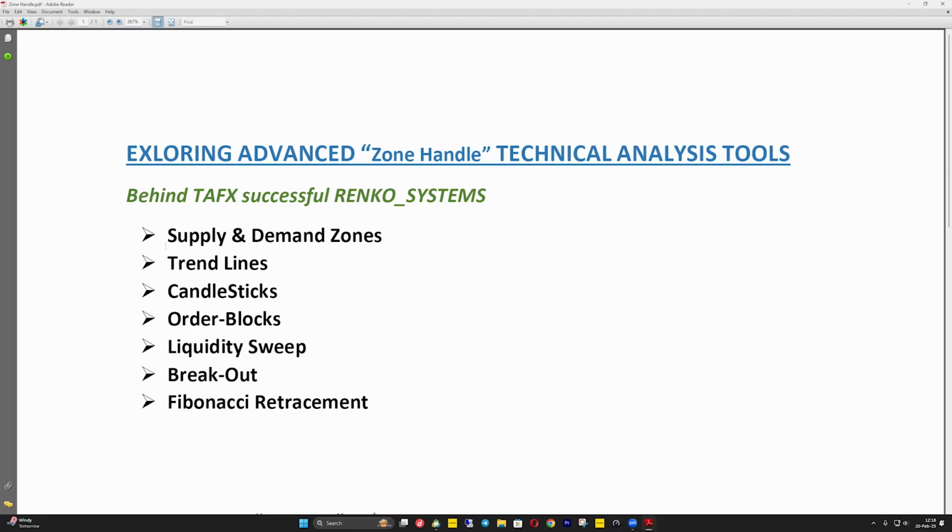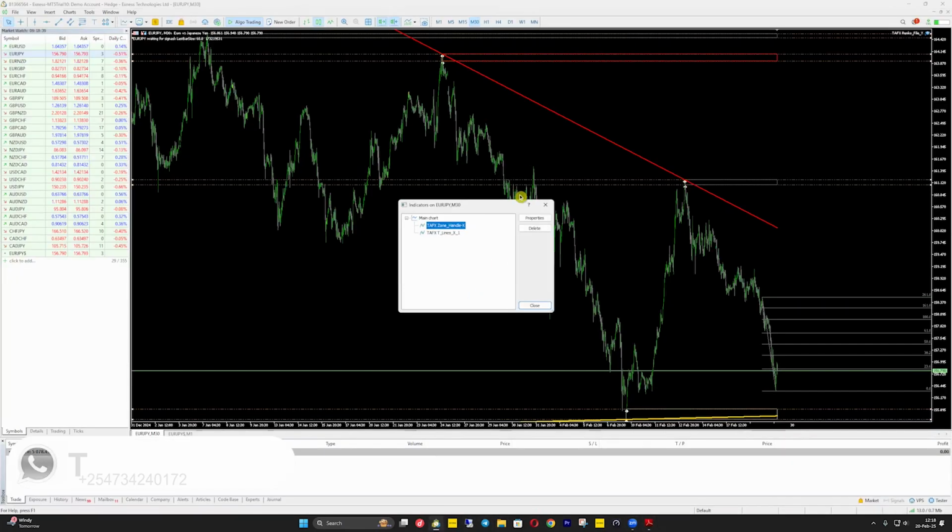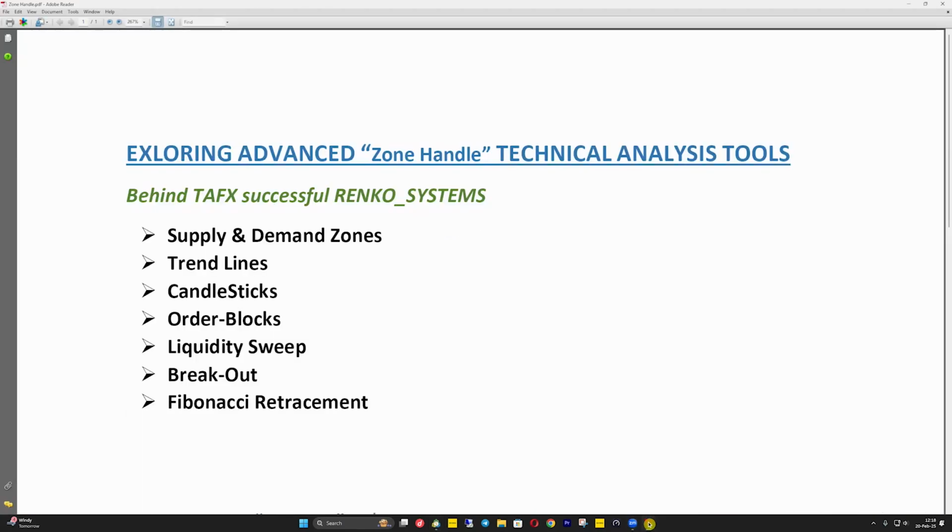In the zone handle, the first thing we must see is the supply and demand zone indicator. All right, the supply and demand zone. This is the supply and this is the demand zone. This is inside the zone handle. So the zone handle must have the supply and demand zone. So that is the first thing you see in the system.